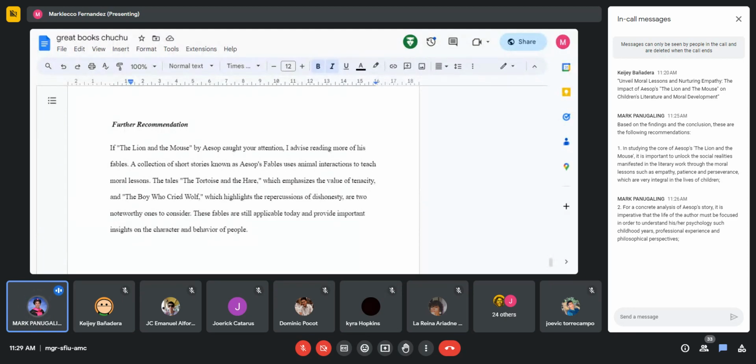Recommendations are books, names of books, at least six of them. And all must be children's literature, because this study is about children's literature. All books that you will recommend to us for us to read must also be children's books.